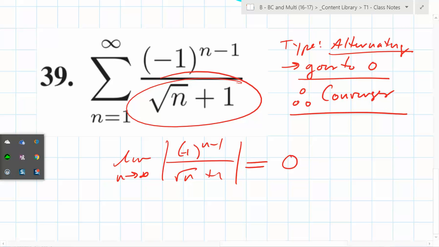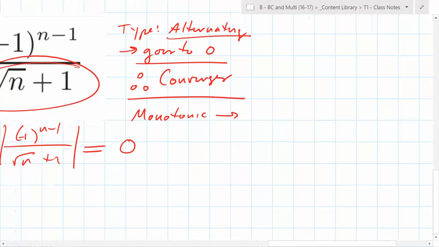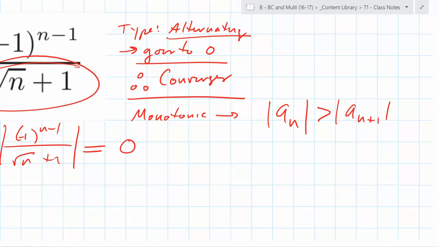But you could also do the thing where you just say it's monotonic, which means the absolute value of a_(n+1) is smaller than that of a_n. You could say that too. That's fine. It has to do that, at least from a certain point on, forever.